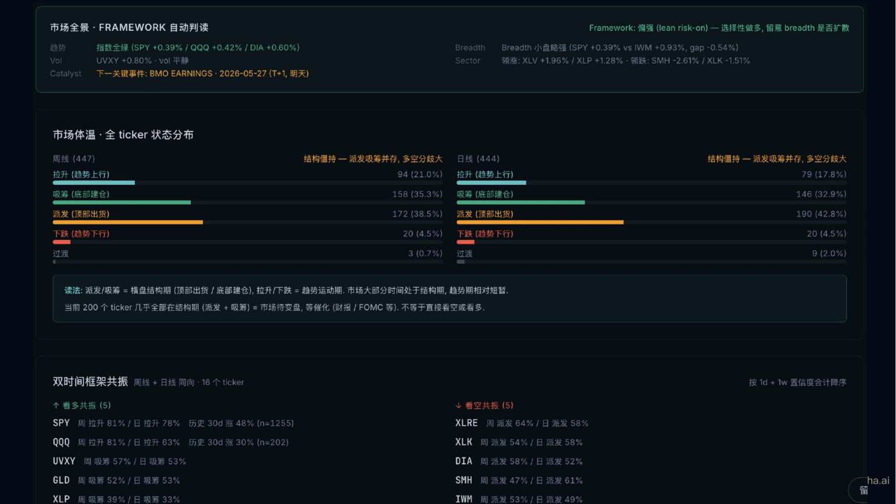The lower section is dual time frame alignment. When the weekly and daily views point in the same direction, the signal tends to be more reliable. For example, SPY and QQQ can both show bullish structure across 2 time frames. This is not prediction. It is a description of the current state.